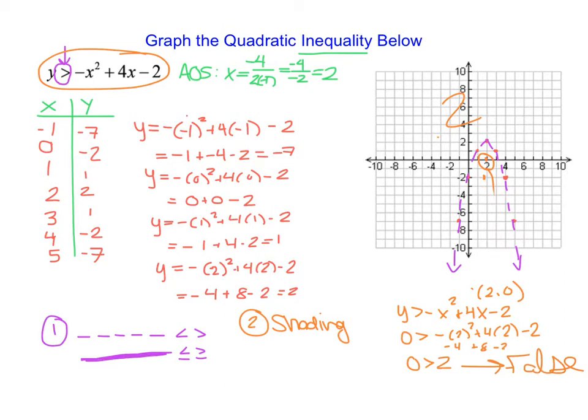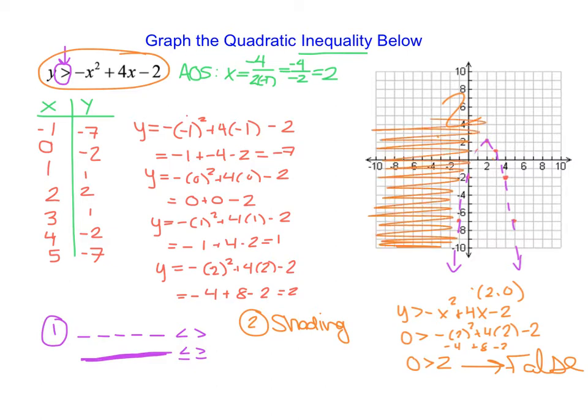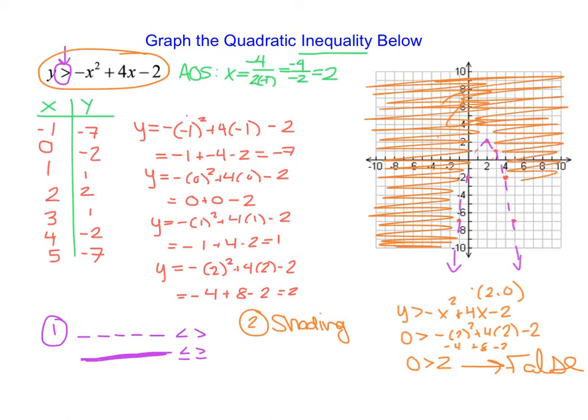So because it doesn't make the inequality true, all of these points inside of here do not work in this inequality. But what this also tells me is that all of the points outside of here do work in the inequality. So if I picked any of these points on the outside here, they would make this original inequality true.